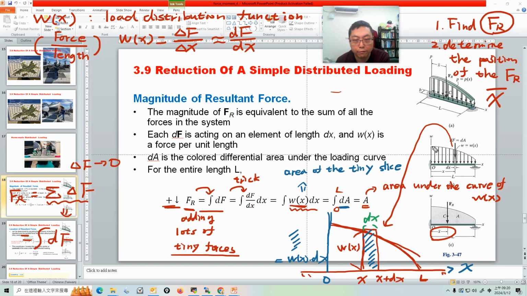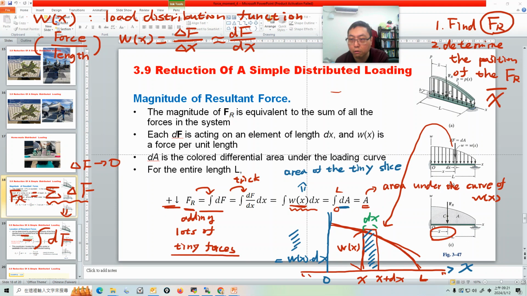So the conclusion is here. Suppose we have the distributed load on the beam, and we want to do the simplification of the system. For the simplification, we want to find a resultant force. How to find a resultant force? You just find the area under the curve of the distribution function of forces. Find the area under the curve of w(x). That's your resultant force. That's the conclusion.